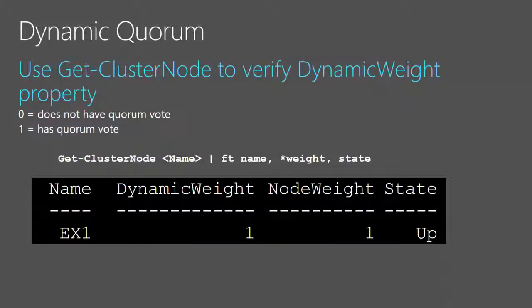Now, you'll also want to check with getClusterNode which one has the vote and which one doesn't have the vote. Again, 1 means it has the vote, 0 means it doesn't have the vote. The only other thing I'll mention about dynamic quorum is you can tell if dynamic quorum takes it away by this dynamic wait property. The node wait property, again, that's the administrator manually taking a vote away. If admin takes the vote away, dynamic quorum never gives it back. Okay, so once the admin takes it away, that's a 0 at all times. Dynamic quorum won't do anything there.